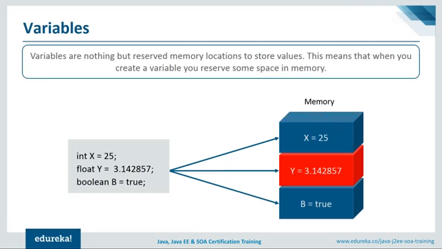Now, variables are nothing more basically than a reserved memory location to store any value that you want to use further as part of your program as such. This in turn means that every time you wish to create a variable, you need to allocate a specific memory to it as well.